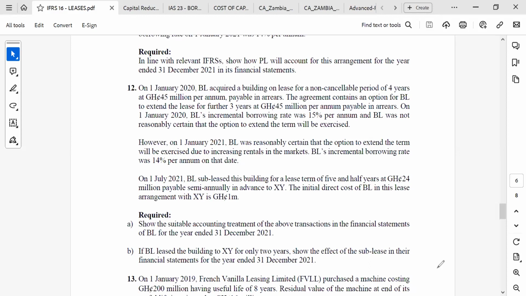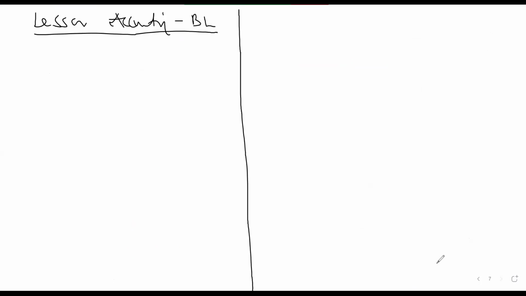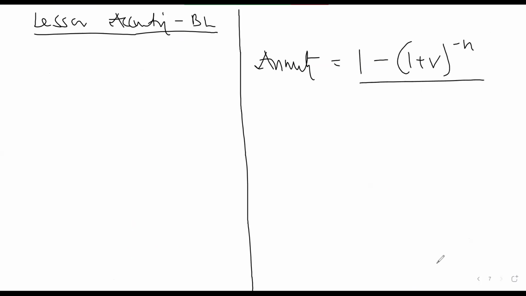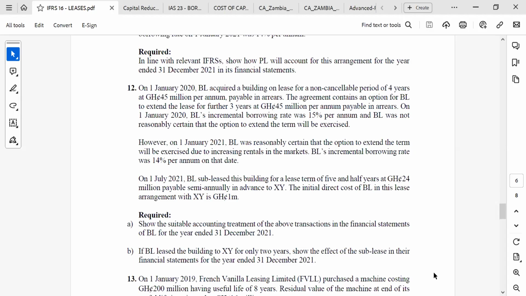Some people might be asking, how do we calculate the annuity? The annuity formula is 1 minus (1 plus R) exponent negative N, divided by R. The R is the rate, the N is the number of years. Okay. All right. They are paying semi-annually. Every 6 months, they are going to be paying.